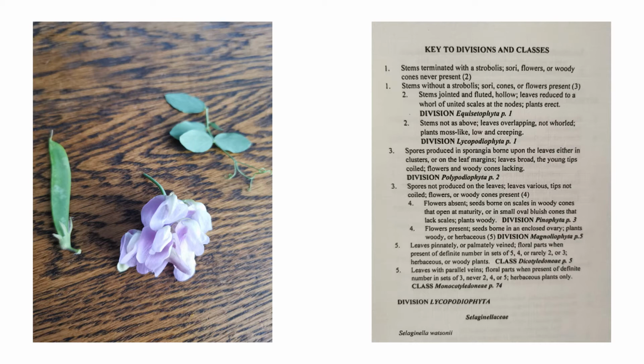And we read 3 and it says spores produced in a sporangia borne upon the leaves, and we can already see that there are no sporangia, and so we move to the next 3. Spores not produced on the leaves. Okay, that's where we're at. Various leaves, various tips not coiled, flowers or woody cones present. So we can go to 4. Flowers absent. Okay, nope, not that one. Next one, flowers present, seeds borne in enclosed ovary, plants woody or herbaceous. So that's the one. Okay, we're in division Magnoliaphida.